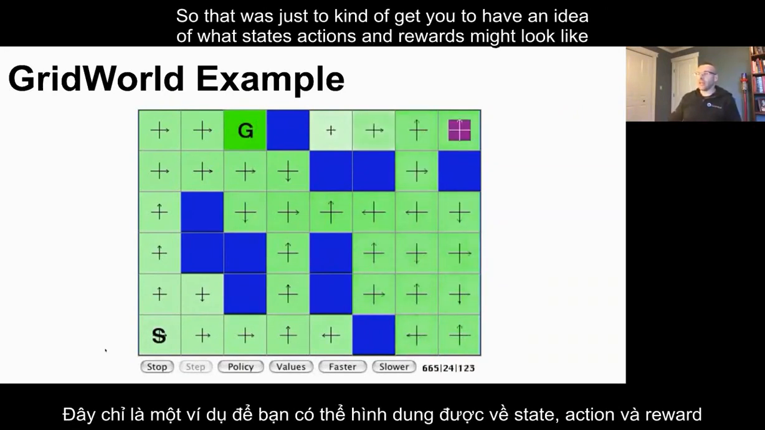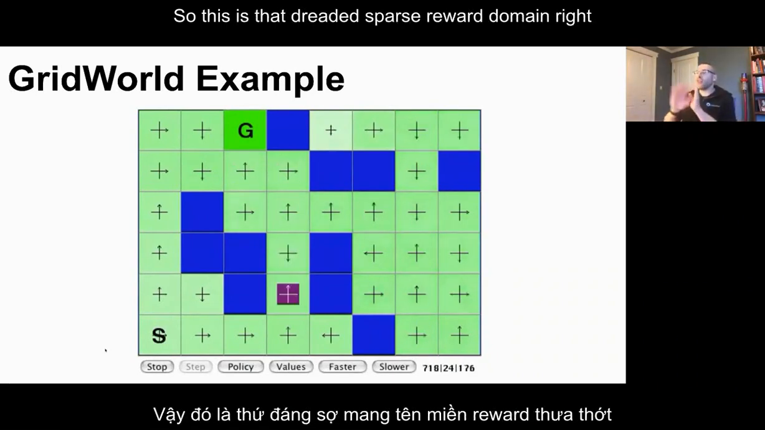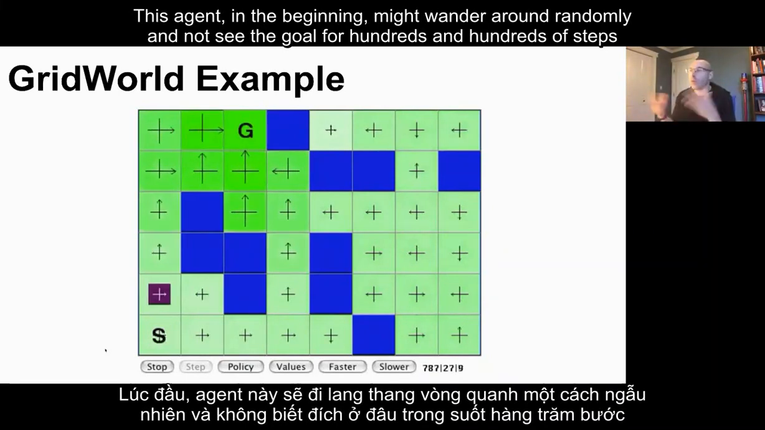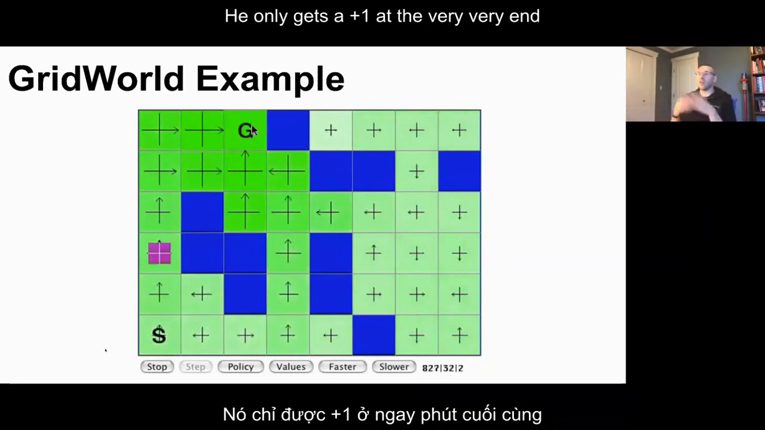So that was just to get you to an idea of what states, actions, and rewards might look like. So this is that dreaded sparse reward domain, right? So you only get a reward at the end. This agent in the beginning might wander around randomly and not see the goal for hundreds and hundreds of steps. It only gets a +1 at the very, very end.